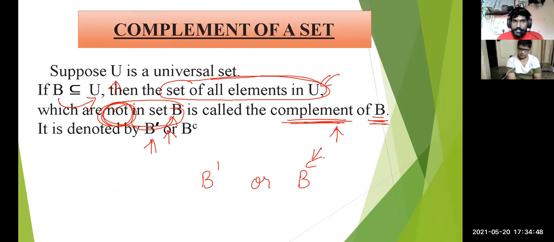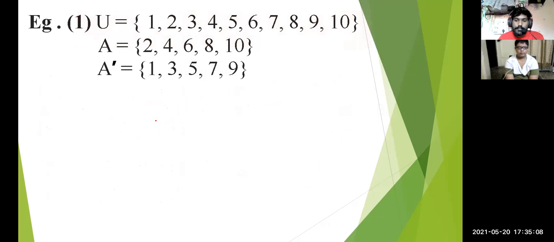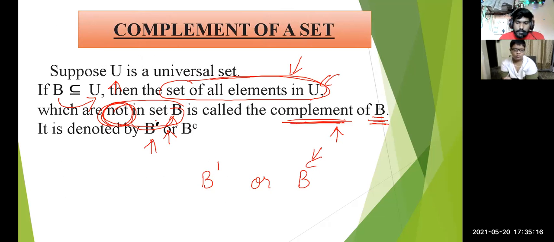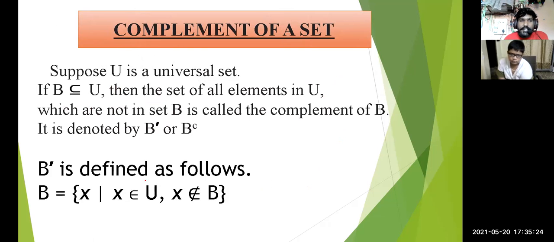We'll do an example so that you may understand. But keep this statement properly for complement. The set of all elements in U, that is a universal set, which are not in set B, is called a complement. In set builder method, we write B complement like this: set of all x that belongs to a universal set, but not in B. This has to be B complement. Is this clear?